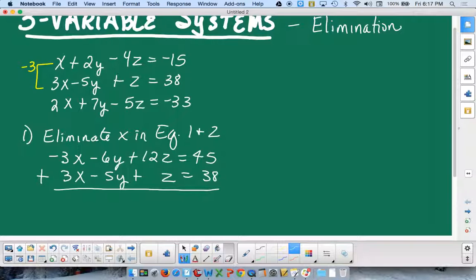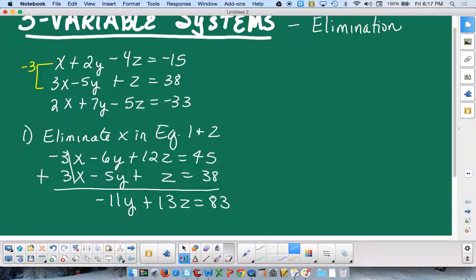Okay, we're now adding them together. And so the x's cancel. I'm left with -11y plus 13z equals 83. That's equation number 1.